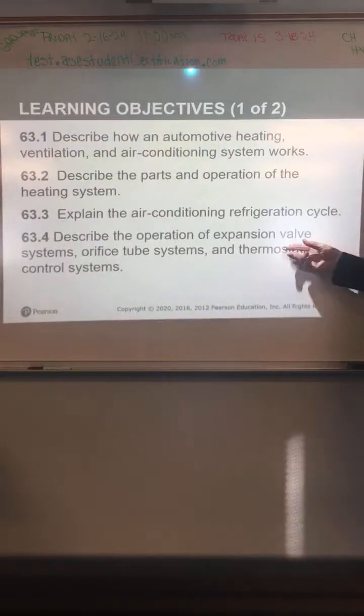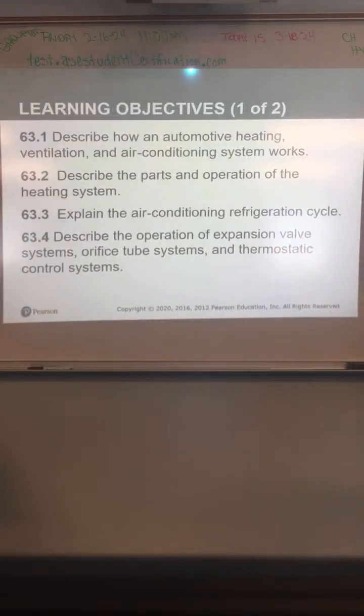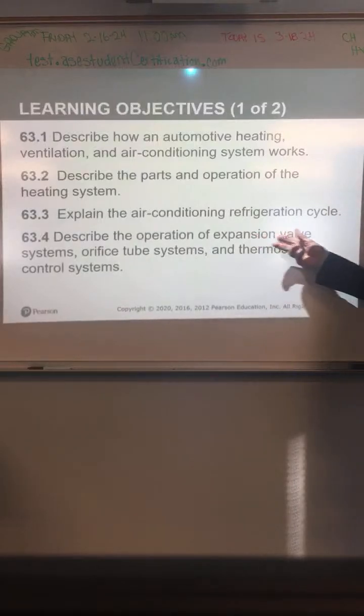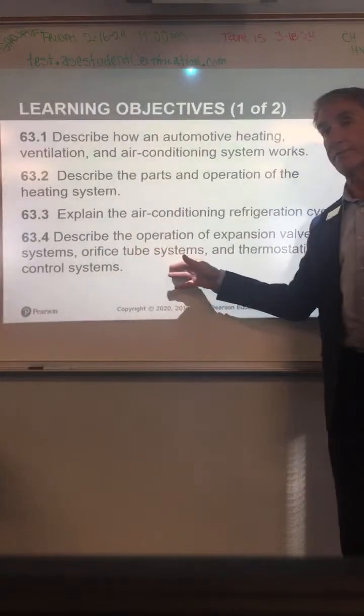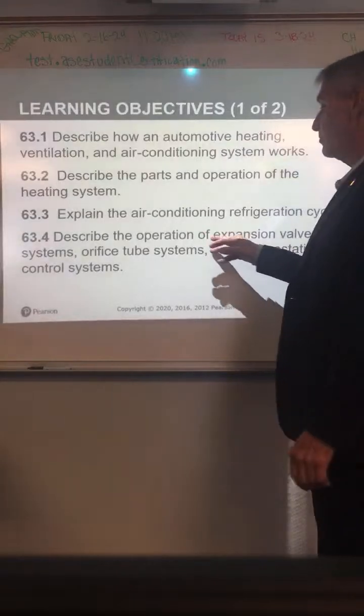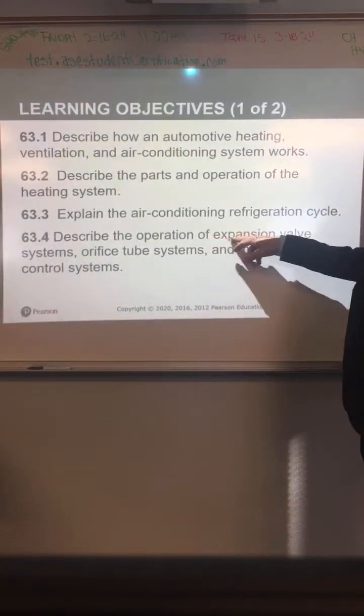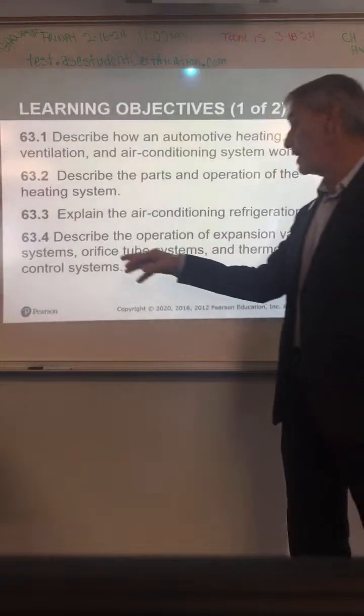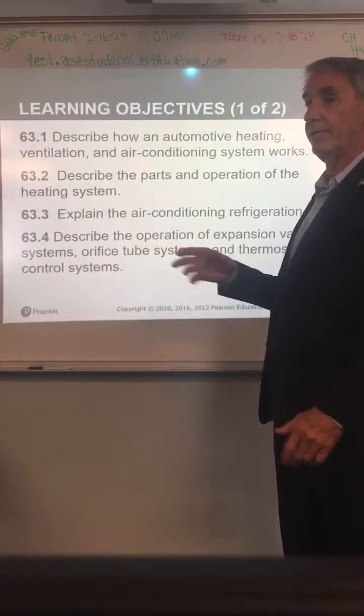There are different types of air conditioning systems as far as the way they're designed. If a vehicle has an expansion valve system, it won't have an orifice tube, and if it has an orifice tube, it's not going to have an expansion valve. It's not going to have both. So an AC system will not have an expansion valve and an orifice tube. It's going to be one or the other.